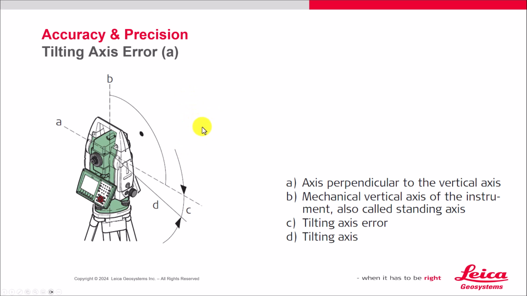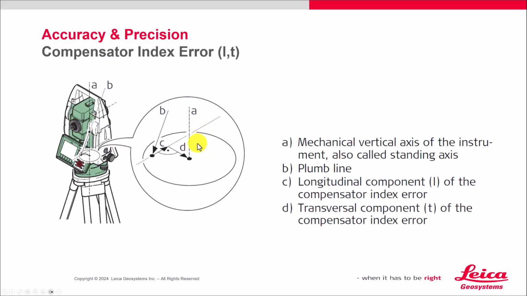And the tilting axis error. So the axis is perpendicular to the vertical axis. That is A. And B is the mechanical vertical axis. And C is the tilting axis error. So that's in the plane of the vertical axis. And then D is the tilting axis. So we've got a lot to look after here on a piece of equipment. We have to take it very seriously. And how we take care of that is we run procedures that will compensate for those index errors.